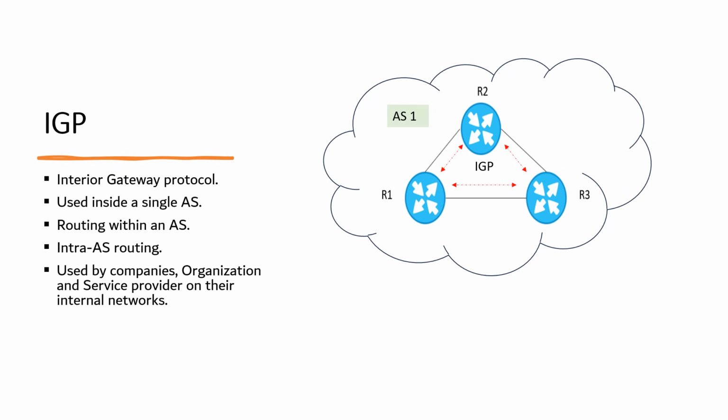Interior gateway protocols include RIP, EIGRP, OSPF and IS-IS. These are the IGP protocols. In our CCNA curriculum, we have only OSPF, which we will discuss in the upcoming sessions.